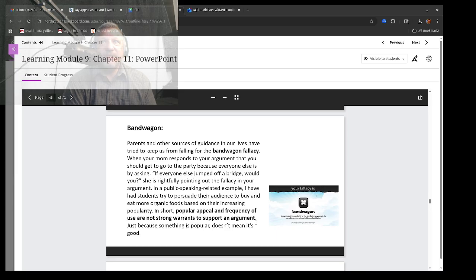I cannot tell you how many people have tried to use bandwagon as a smashing tool. Instead of doing the research and giving me lots of points, they're just going to smash me with a cause-effect kind of thing and say, this is why, and we must do it this way. Because there are many times in life when there are multiple solutions to a problem we need to think about, not just one. So popular appeal and frequency of use are not strong warrants to support any kind of argument. Just because something's popular doesn't mean it's good.